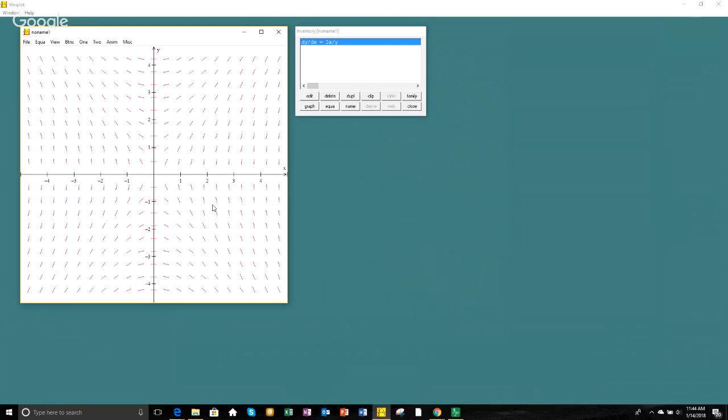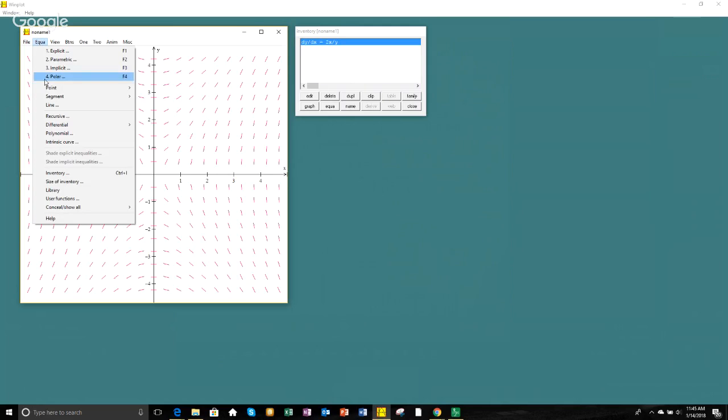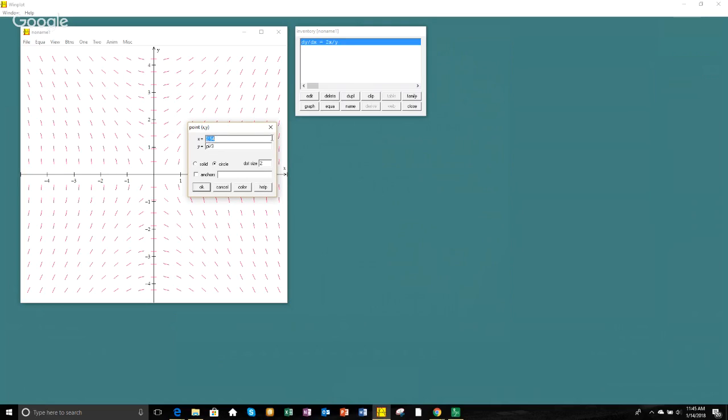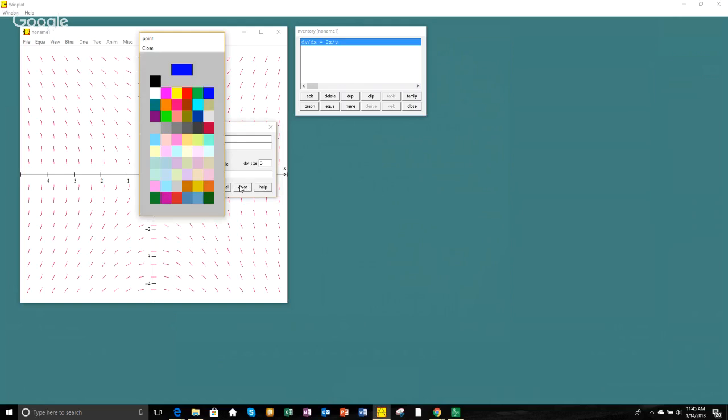So there's the slope field. Now I want to put my particular solution in there. I'm going to add a point. We're going to add the point 1, 1. I'm going to make it really thick so we can see it. Make the dot size 3 and make it solid. And let's make that black.